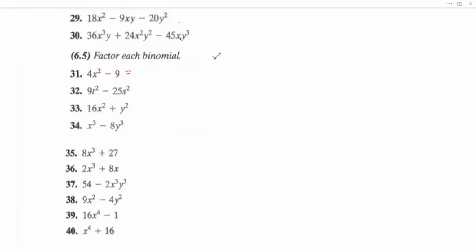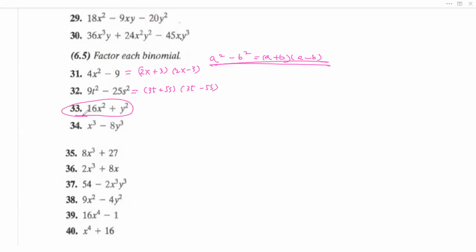So here is a squared minus b squared. You can see this one, we use this kind of information again, special product, right? So here is 2x plus 3, 2x minus 3, right? This one you can easily get: 3t plus 5s and 3t minus 5s, right? This one is prime. This is not negative, so it's prime, so it cannot be factored, right?